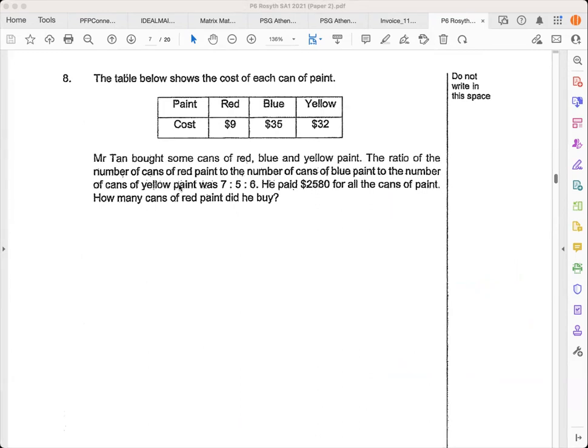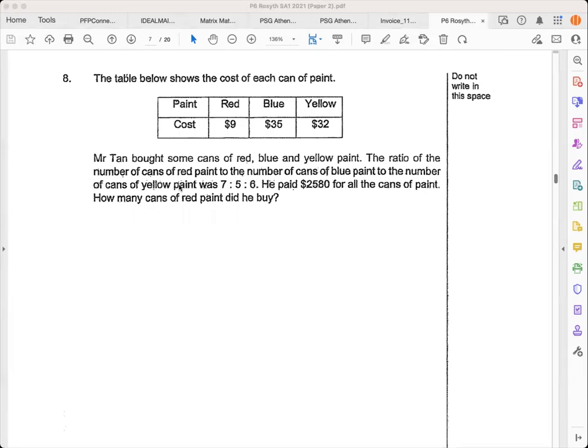The table below shows the cost of each can of paint. Mr. Tan bought some cans of red, blue, and yellow paints. The ratio of the number of cans of red paints to the number of cans of blue paints to the number of cans of yellow paint was 7:5:6. He paid 2,580 for all the cans of paint. How many cans of paint did he buy?